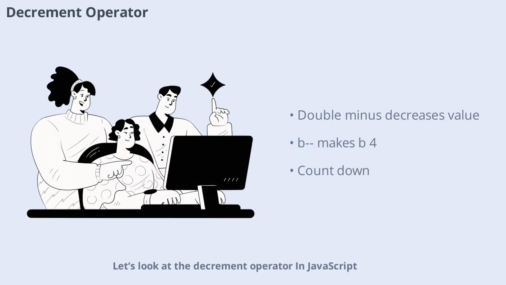Let's look at the decrement operator. In JavaScript, the double minus sign decreases the value of a variable by 1. For example, if b is 5 and you write b--, the value of b becomes 4.